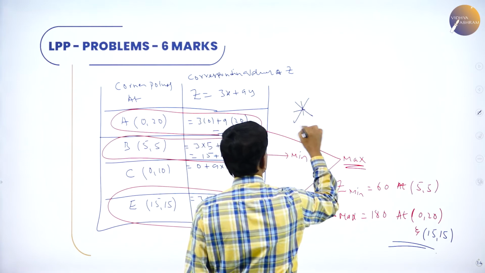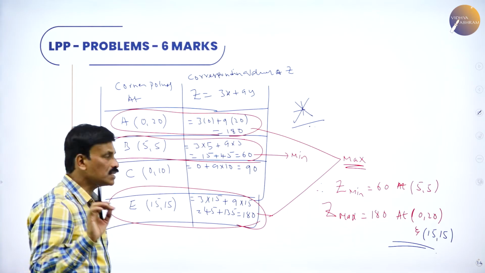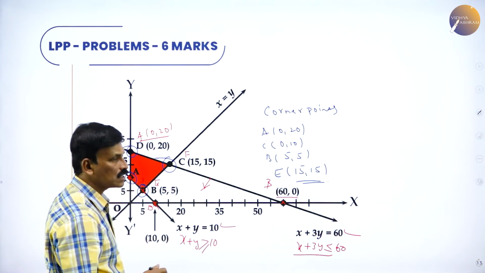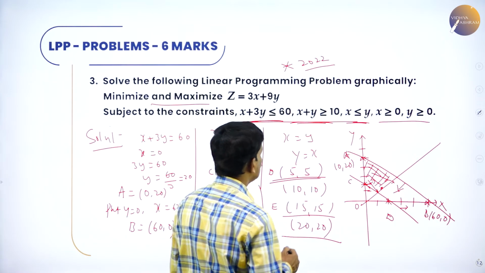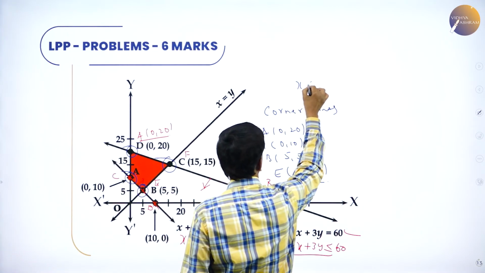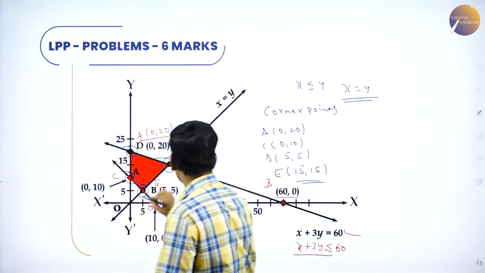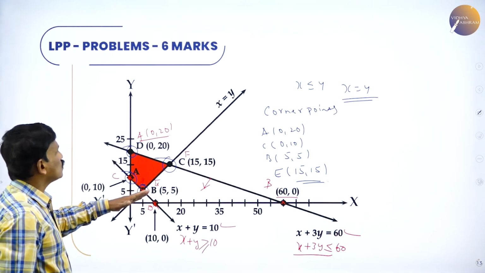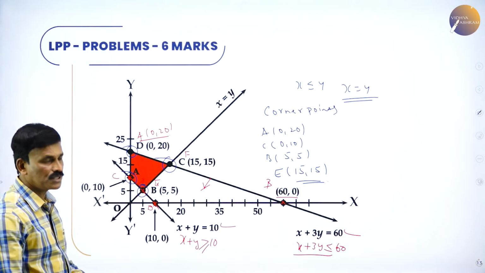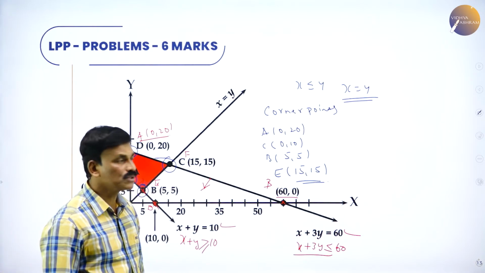Anyway, this is a very important problem. So writing the feasible region is very important. Since there are two curves, what is given? X is less than or equal to y. X is less than or equal to y means x is equal to y, a straight line which passes through the origin. So here this is the shaded region, this is the feasible region. That's regarding this problem. Hope you followed. Now let us come to the next problem.